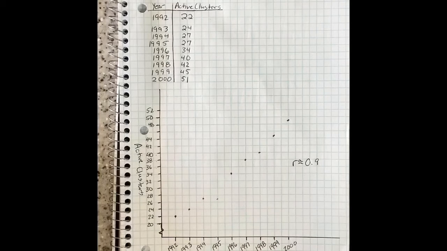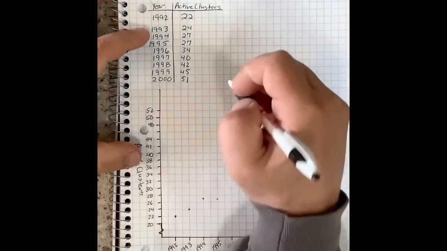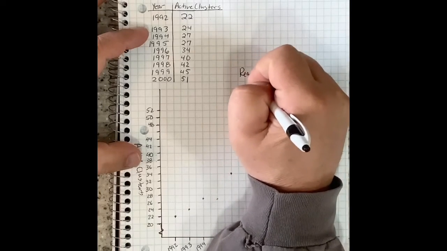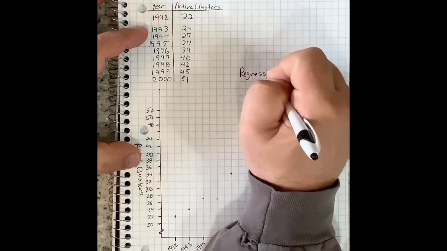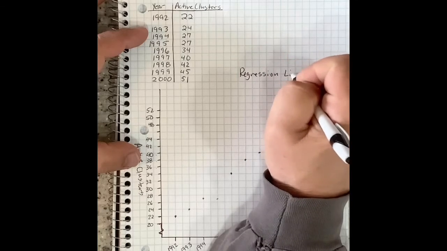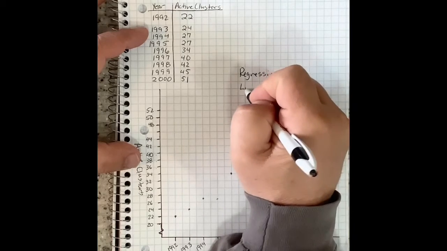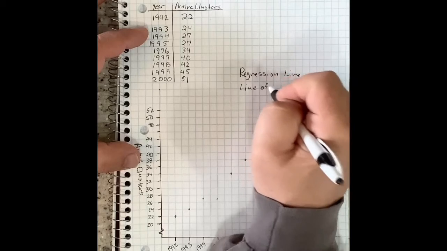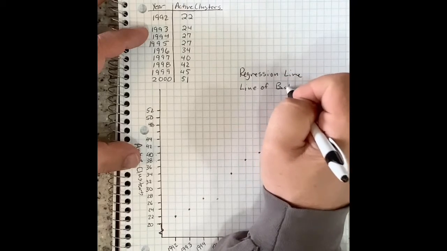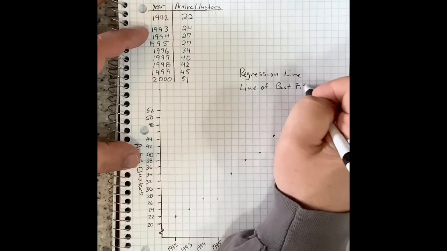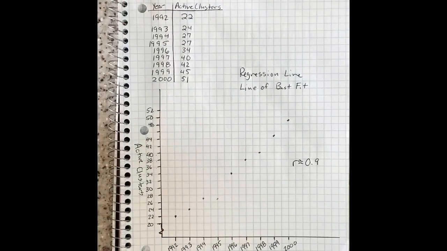Now, here's what you have to do. We're talking about a regression line, or line of best fit. A regression line allows you to make predictions. So here's what we're going to do.